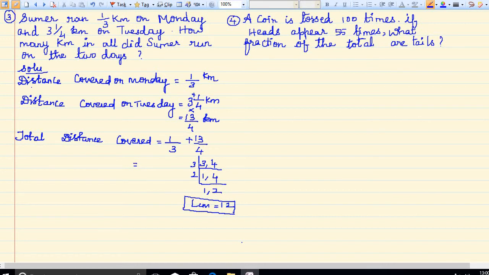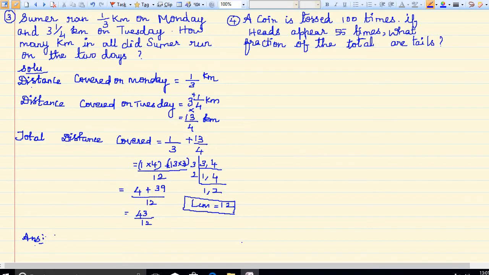So already here 3 is in the denominator. So I have to multiply by what? 4. Already 4 in the denominator, so I have to multiply with what? 3. So overall divided by 12. So 4 plus 13 threes are 39 by 12. So what is this? 39 plus 4 is what? 43 by 12. So now I can write the answer.